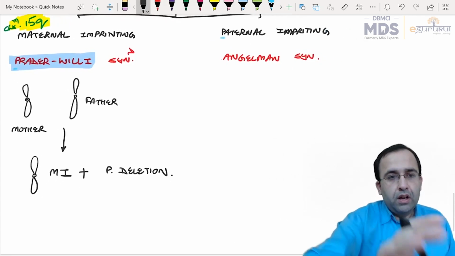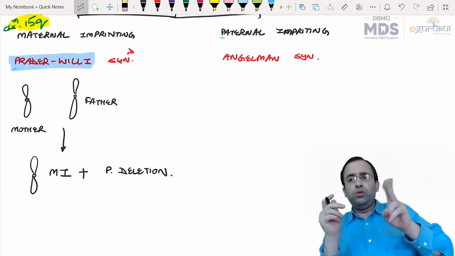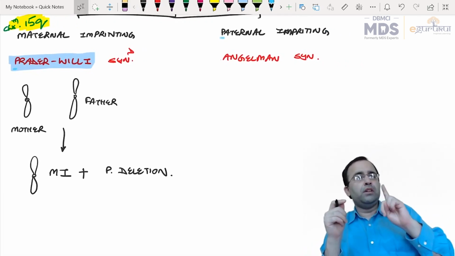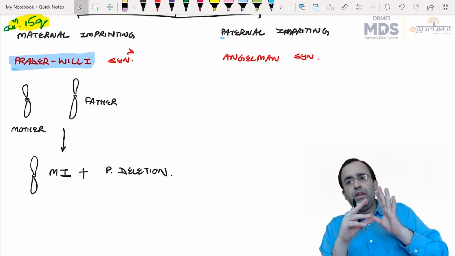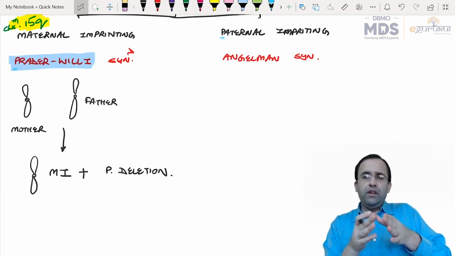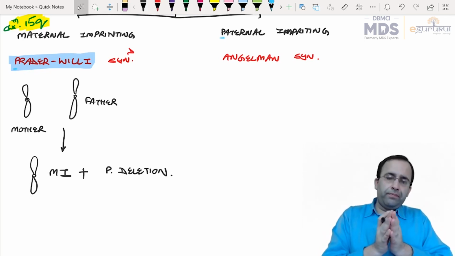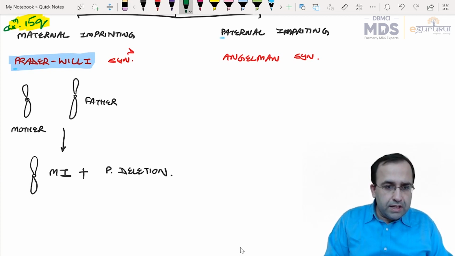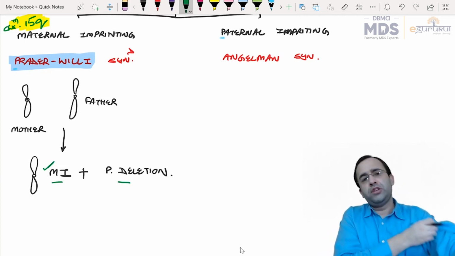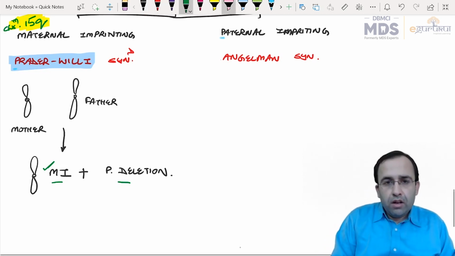देखो बच्चे, डिजीज तभी होगी जब दोनों क्रोमोसोम का प्रोटीन नहीं बनेगा. Disease will occur only when protein of both the chromosomes will not form. Think of it as if we have to do something naughty at home. Both the mother and father should not be there. Mother is there but she is sleeping: maternal imprinting, plus father is not at home: paternal deletion. That is Prader-Willi.